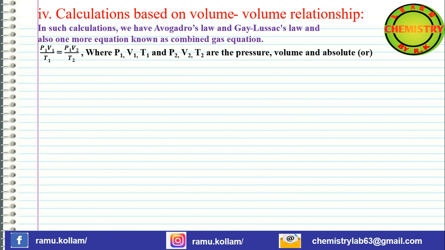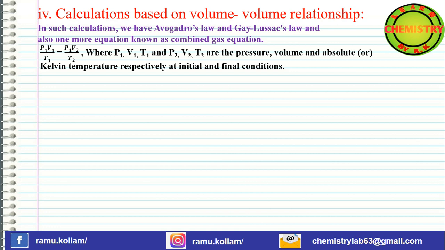P1 V1 by T1 is equal to P2 V2 by T2, where P1, V1, T1 and P2, V2, T2 are the pressure, volume and absolute or Kelvin temperature respectively at initial and final conditions. Before the reaction, after the reaction. Before the reaction means initially, after the reaction means finally. So based on the laws we get the combined gas equation.